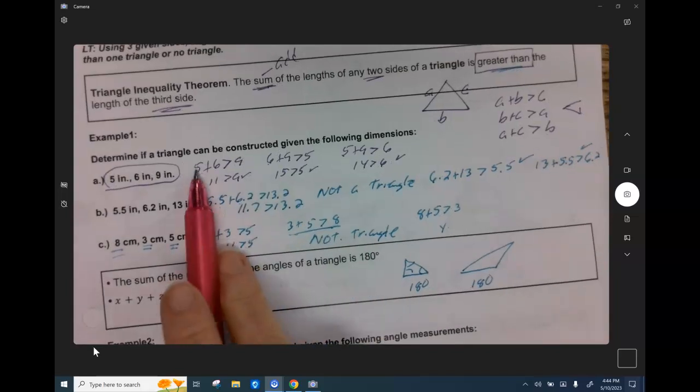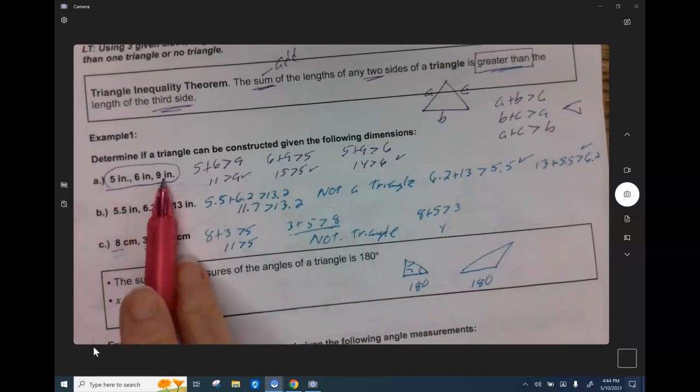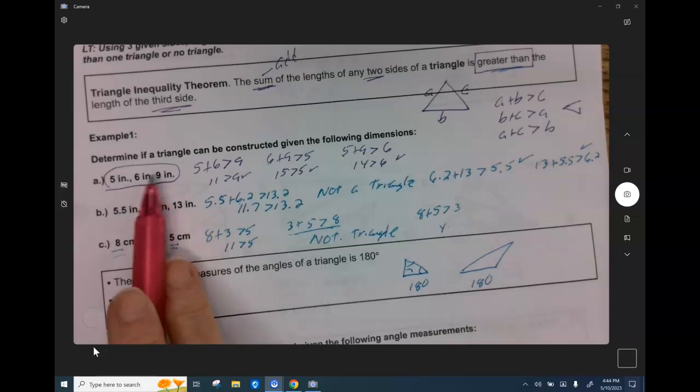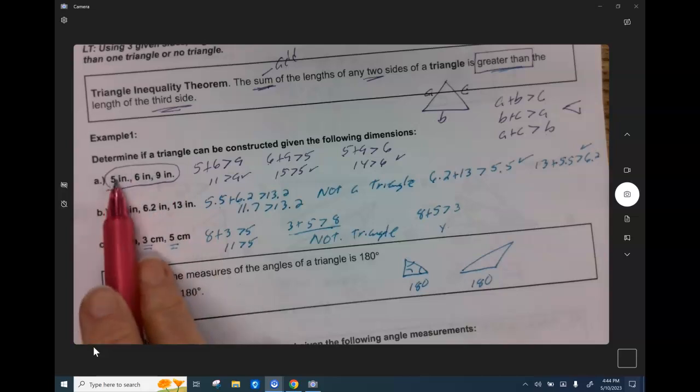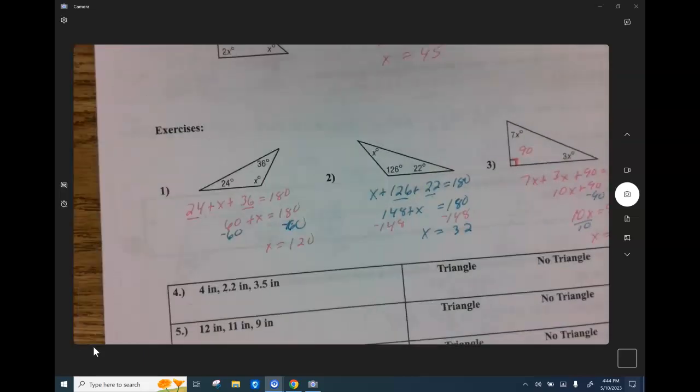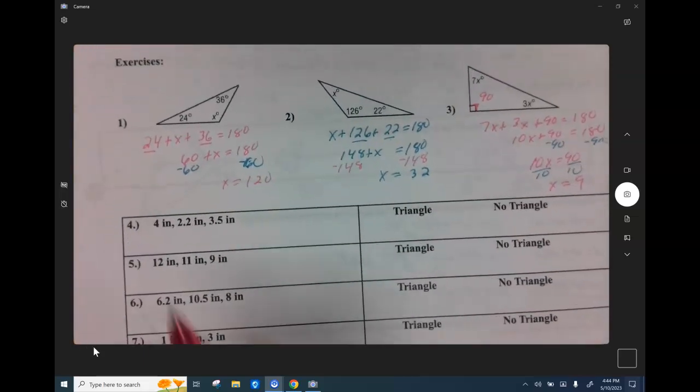So remember our notes is that the three sides, I have to take two sides at a time. Add them together, it has to be greater than the other. Two sides at a time. It has to be greater than the other. So we're going to have to do three little addition things.